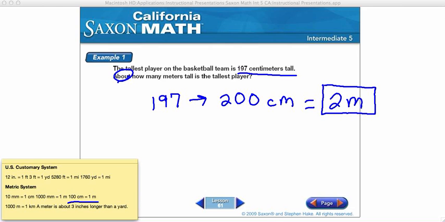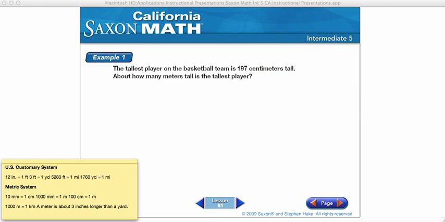Note that the abbreviation for meters is just M, not ME or MET. The abbreviation is just M. So step 1, you round. Then step 2, you use your conversion table and convert it to meters. Okay? All right, example 2.